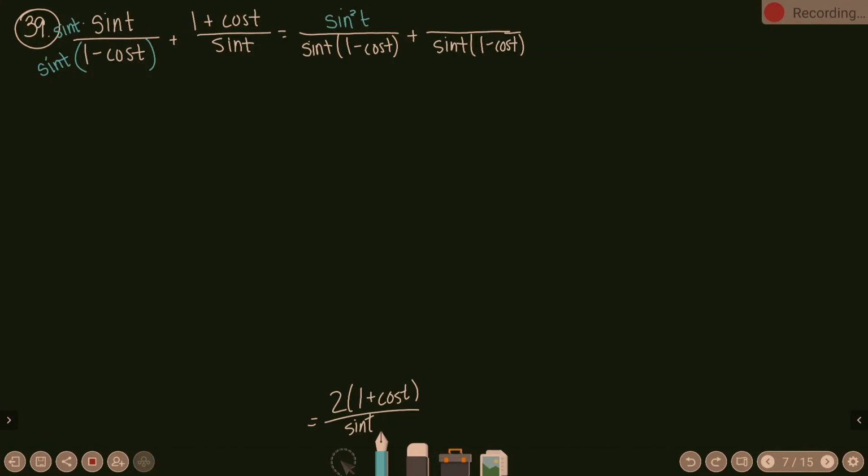Getting that common denominator, first one was missing sine t, so we multiply by sine t times sine t. Second fraction, what's it missing in the denominator? It's missing 1 minus cosine t. So we're going to multiply top and bottom by 1 minus cosine t, yes?